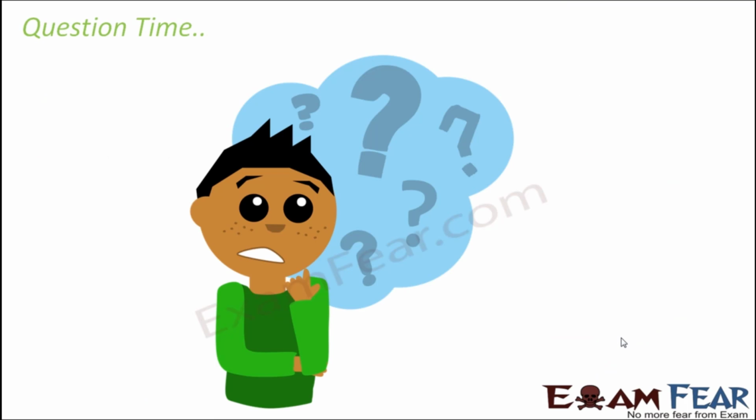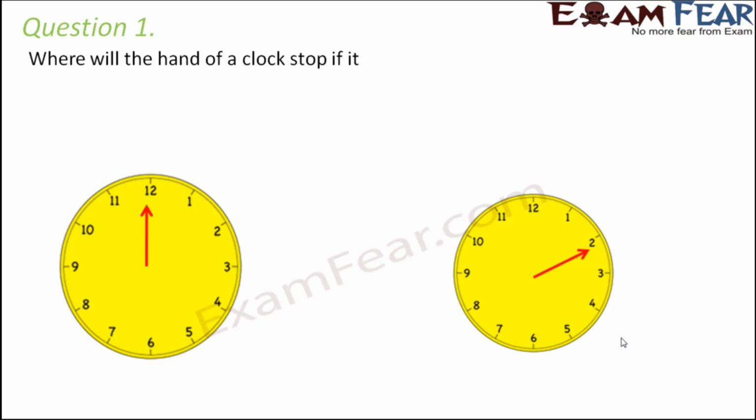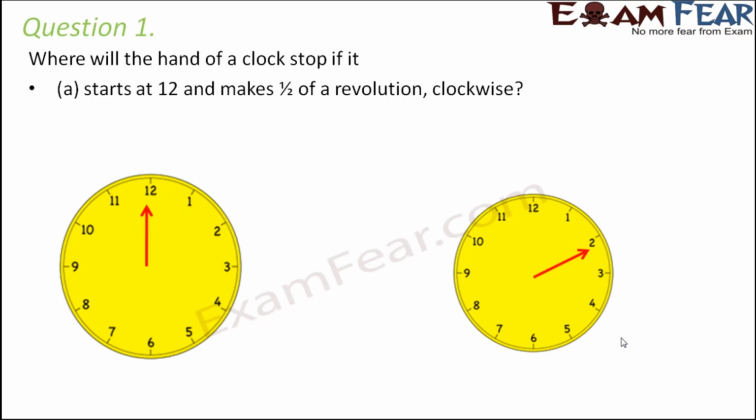So based on all that we learned about angles, let's try some questions. Question number 1. Where will the hand of a clock stop if it starts at 12 and makes half a revolution clockwise? So that means the hand of the clock is at 12. So that is where it is going to start. Now it makes half a revolution.